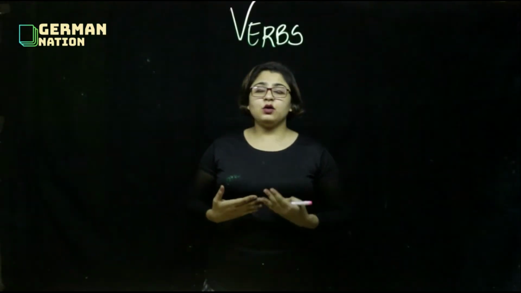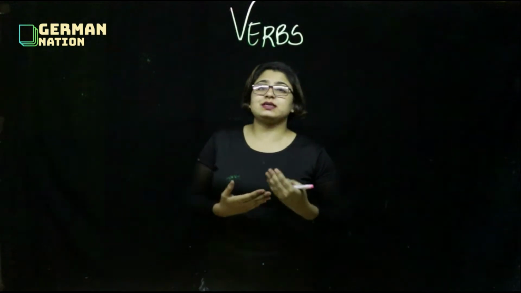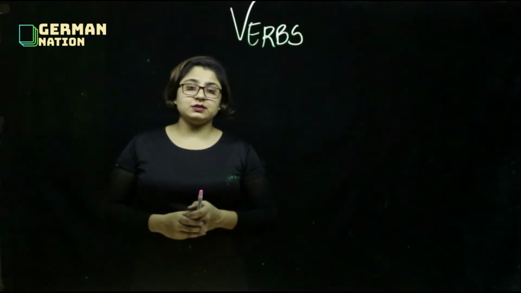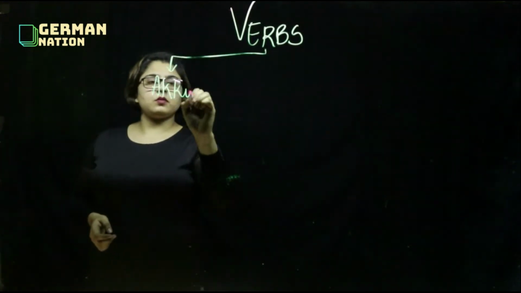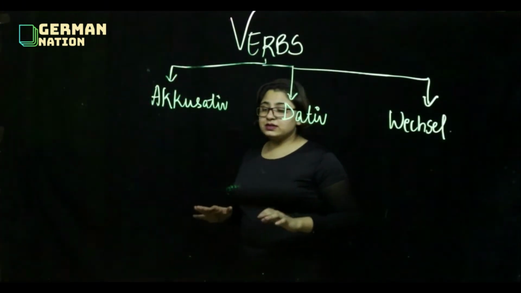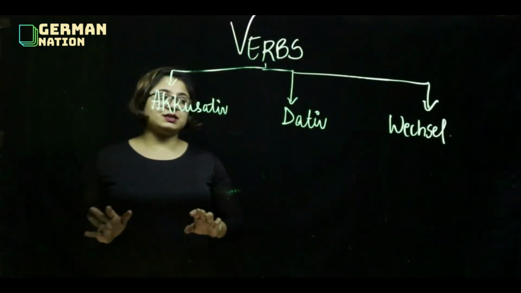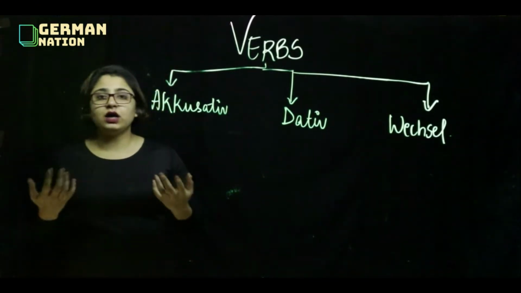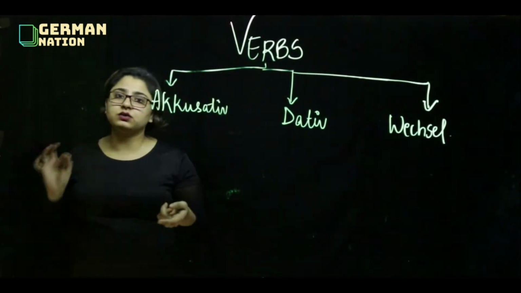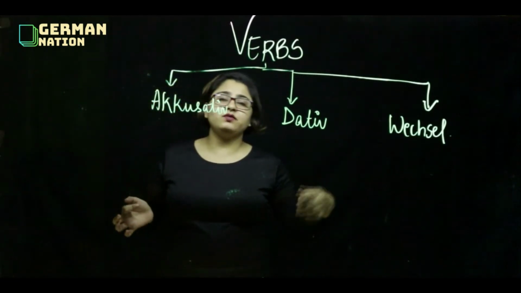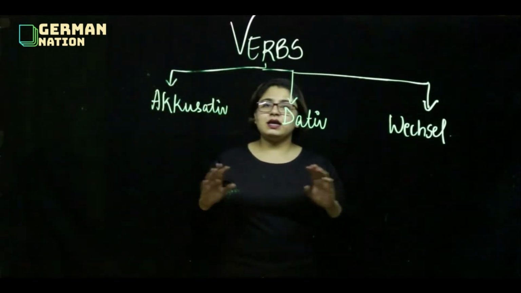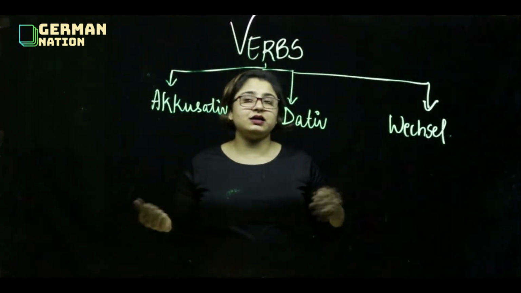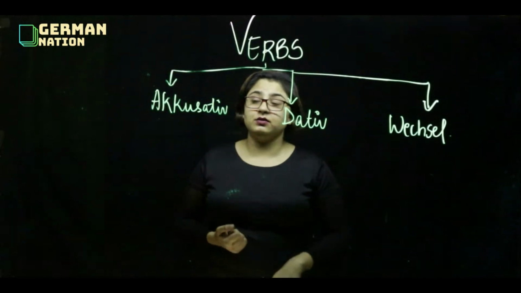The other category of verbs is as per its case. We have three kinds of verbs as per cases. As a student starts to learn the German language, these are the most terrifying things for him. He cannot understand which verb is accusative, which verb is dative, and which verb is wechsel. Because actually there are n number of verbs, and without any reason, they are trifurcated into these categories.